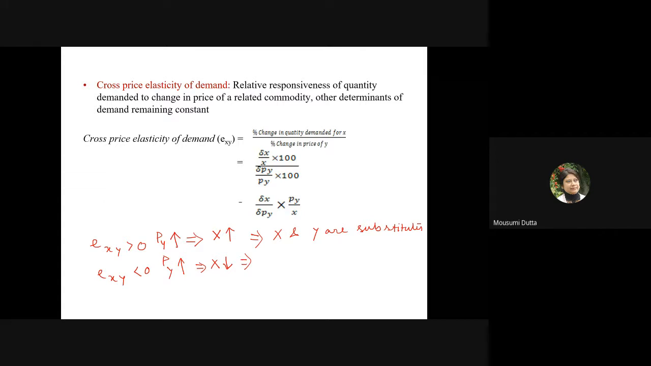So EXY greater than 0 indicates X and Y are substitutes to each other. On the other hand, EXY less than 0 indicates the commodities are complementary to each other. And the value equal to 0 indicates the commodities are unrelated to each other. Got it? Any question?